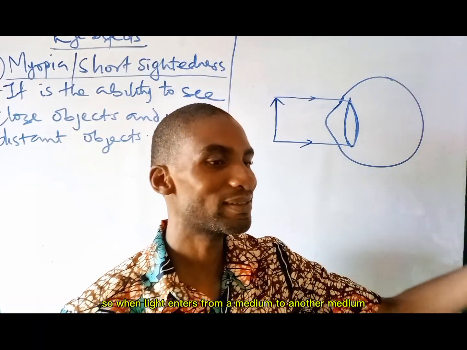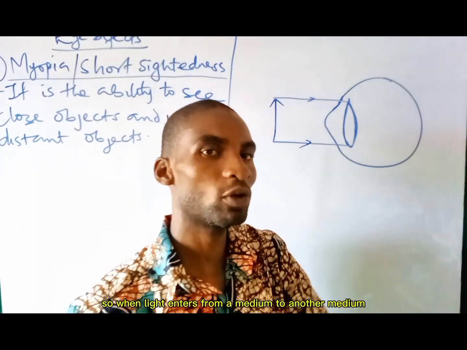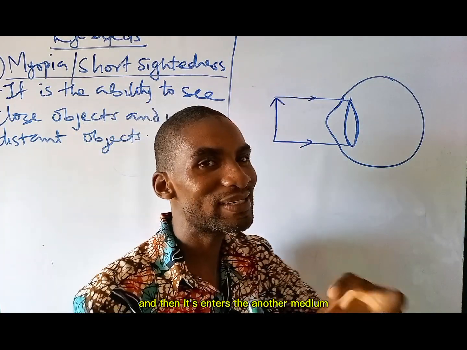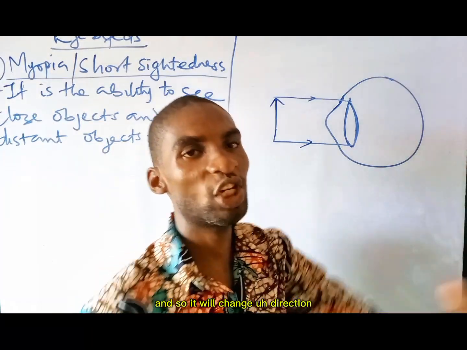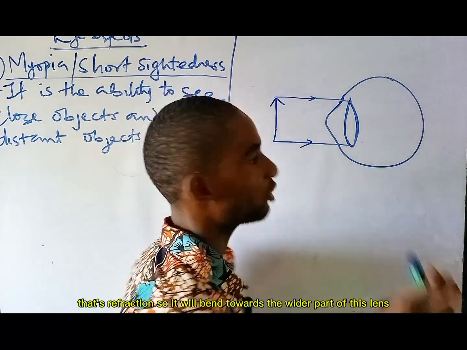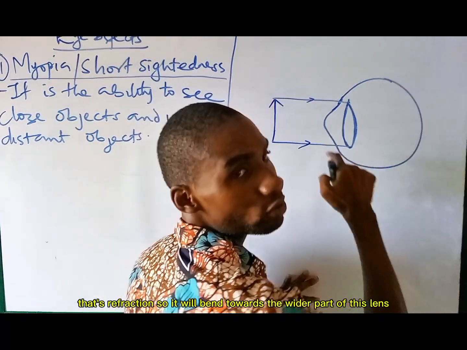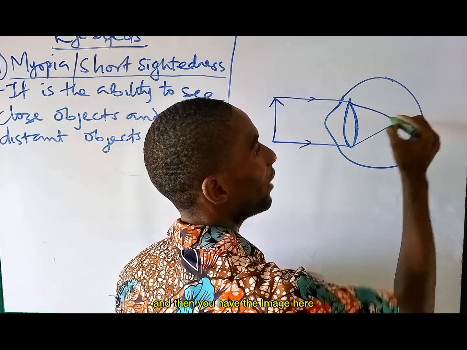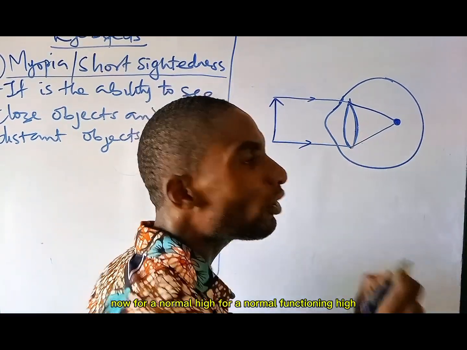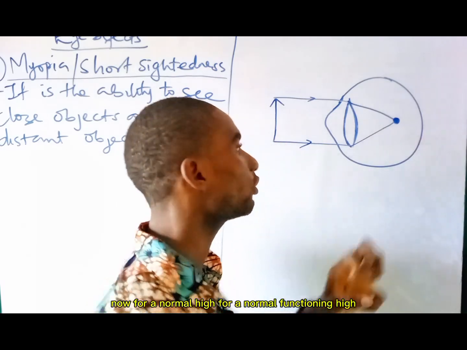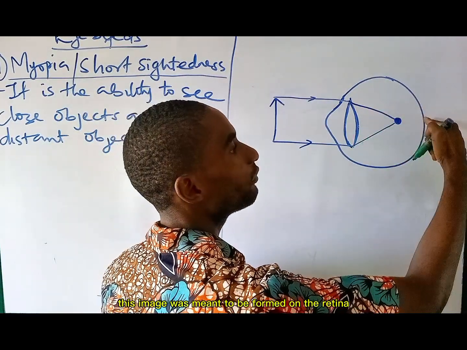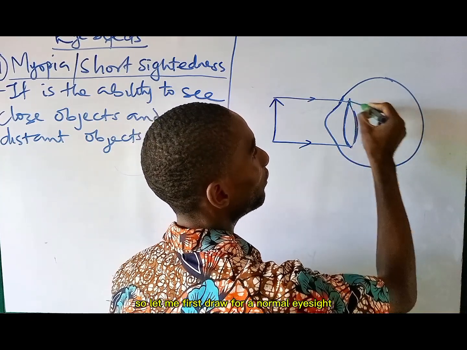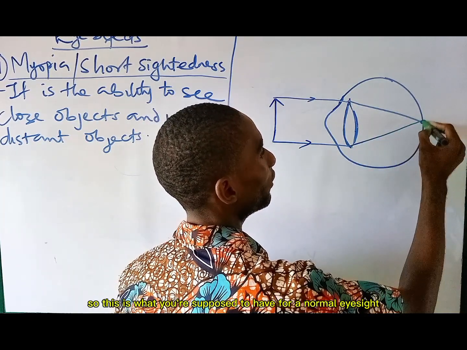So when light enters from a medium to another medium, it changes direction. So the light was coming from air, and then it enters another medium, and so it will change direction. That's refraction. So it will bend towards the wider part of this lens, and therefore it will bend like this and bend like this, and then you have the image here. Now, for a normal eye, for a normal functioning eye, this image was meant to be formed on the retina. So let me first draw for a normal eyesight.